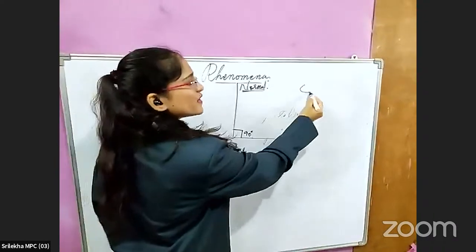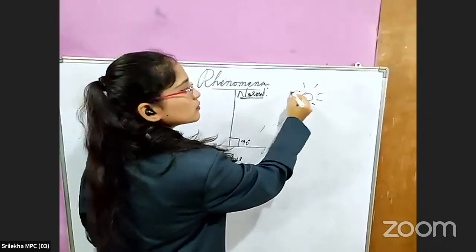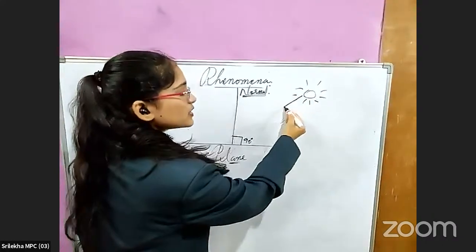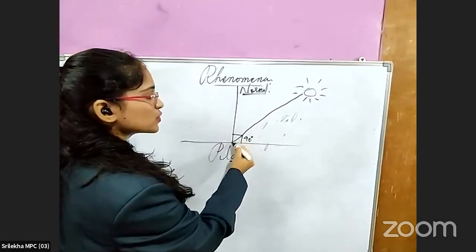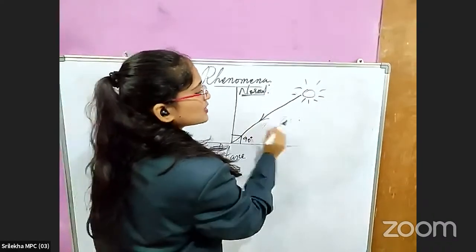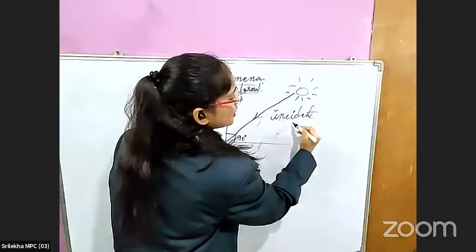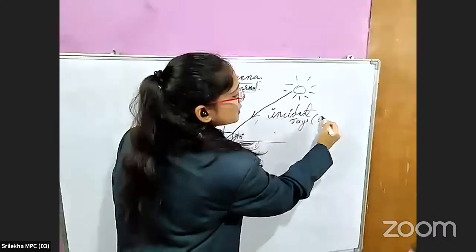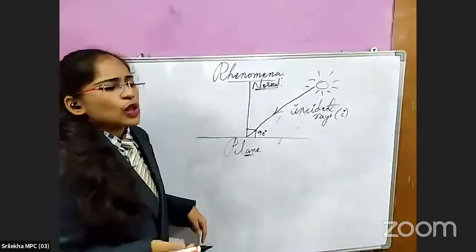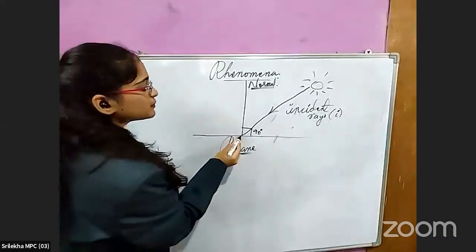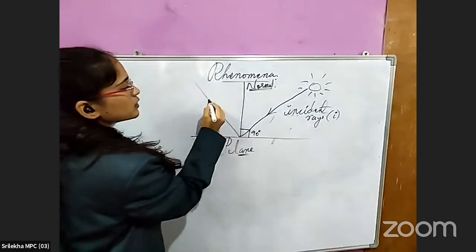Then let us assume that there is a source here. Yes, there is a source, and the light rays are incident on the surface from the source. So these light rays are called incident rays, denoted with I. So when some rays are incident, they definitely get reflected. So here is the reflected ray.